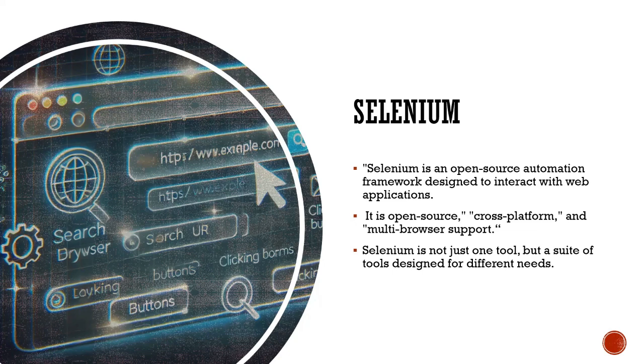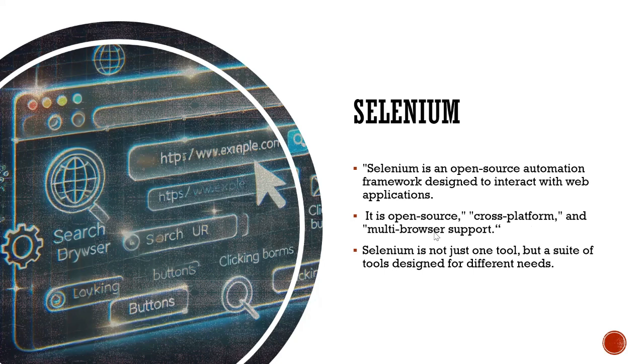So with the help of Selenium, you can automate only web-based applications. Please understand that from an interview point of view, this is very important. Next point is it is open source, cross-platform, and has multi-browser support. Open source, we already understood, it is free of cost. Cross-platform means you can run Selenium on any operating system, be it Windows, Linux, Mac, it can be used on any of the operating systems.